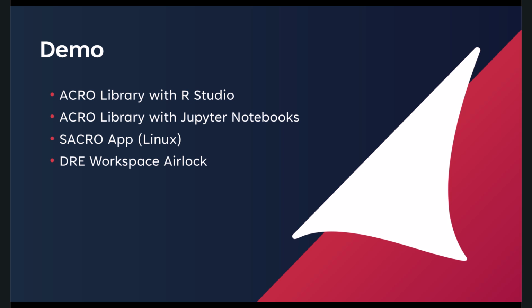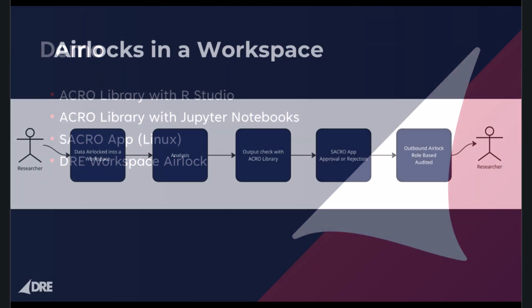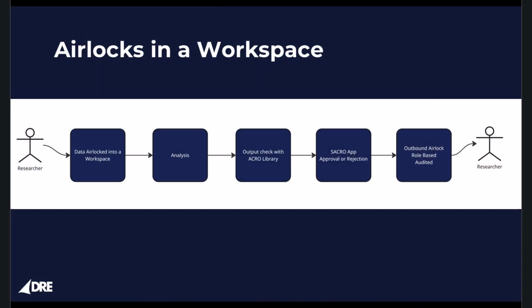First, we'll explore how the ACRO library is used within RStudio. Then we'll switch over and show the same library in action within a Jupyter notebook. After that, we'll demonstrate the SACRO app. This started as a Linux desktop application, but we've transformed it into a web-based app that runs directly inside the workspace. We'll walk through how to use it and how the approval and rejection process works. Finally, we'll take you through the last step in any workflow, airlocking data out of the workspace. We'll explain how it works and show the approval steps required to securely release your outputs.